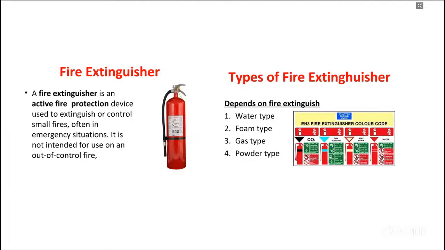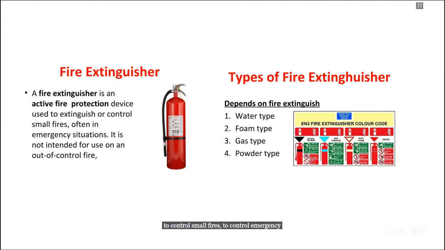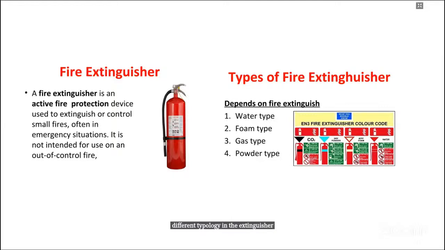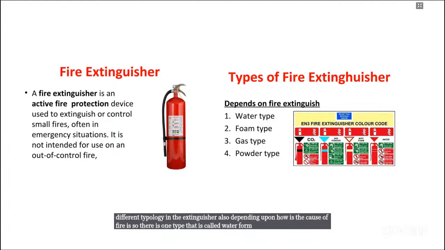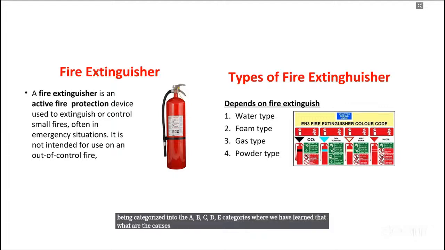So we are here to tell you that there are different types of fire extinguishers also, to control small fires, to control emergency situations, and if the situation is out of control also. So what can be done in that situation? It depends upon the fire extinguisher. There are different typologies of extinguisher also, depending upon the cause of fire. So there is water, foam, gas, powder types, being categorized into the A, B, C, D, E categories, where we have learned what the causes of the fire are and how we can protect ourselves from that type of fire. Next, please.